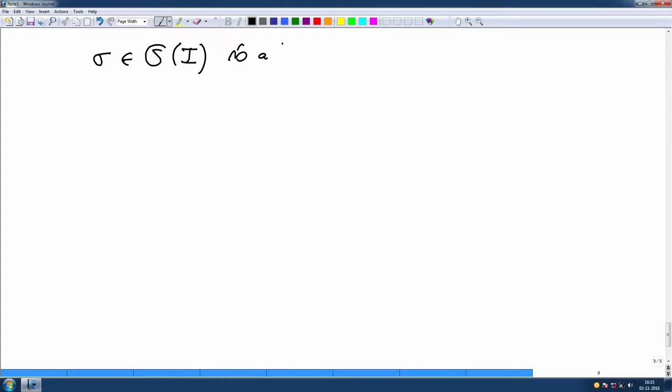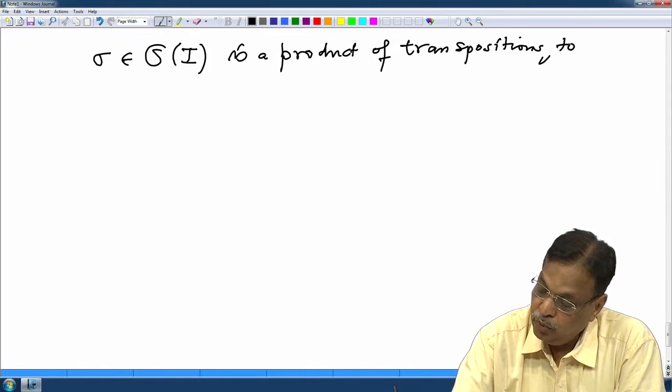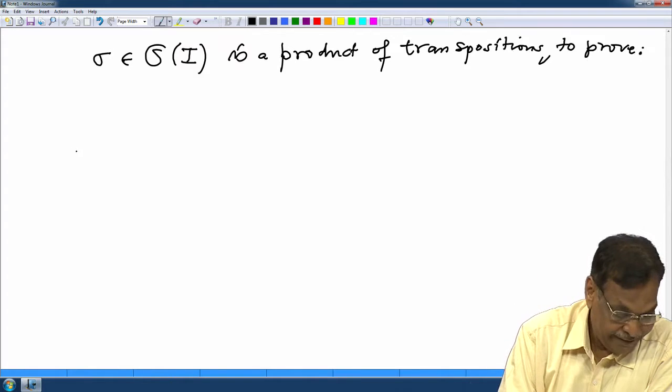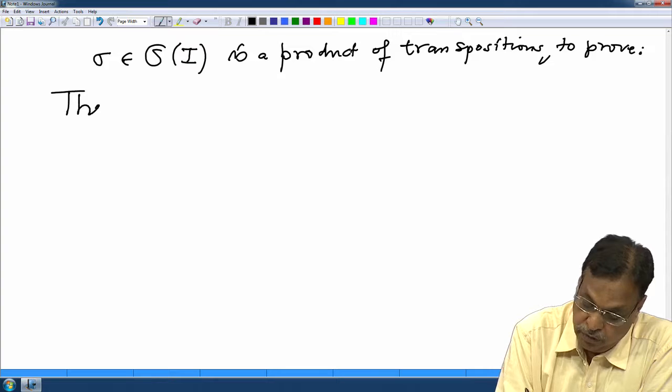We use the fact that every permutation sigma is a product of transpositions to prove the following theorem. So, let us write it as a theorem.